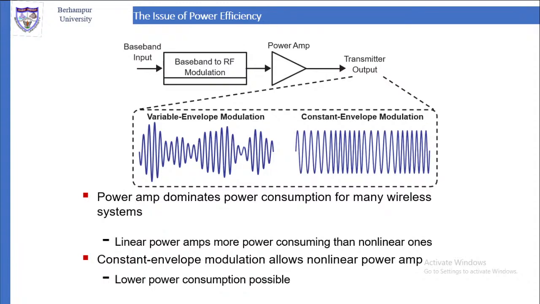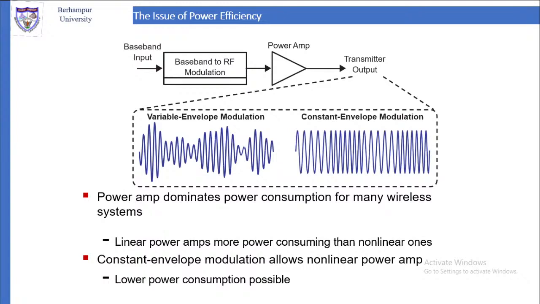There are two types of modulation. Depending on what type we are using, the transmitted signal will look like either a variable envelope modulation or a constant envelope modulation. The left hand side shows a variable envelope modulation, like an amplitude modulator, or a constant envelope modulation, like a frequency modulator. The power amplifier dominates the power consumption for many wireless systems. Linear power amplifiers consume more power than non-linear power amplifiers. Variable envelope modulation uses linear power amplifiers, so it consumes more power. Constant envelope modulation uses non-linear amplifiers, so it requires less power. So lower power consumption is possible with constant envelope modulation.